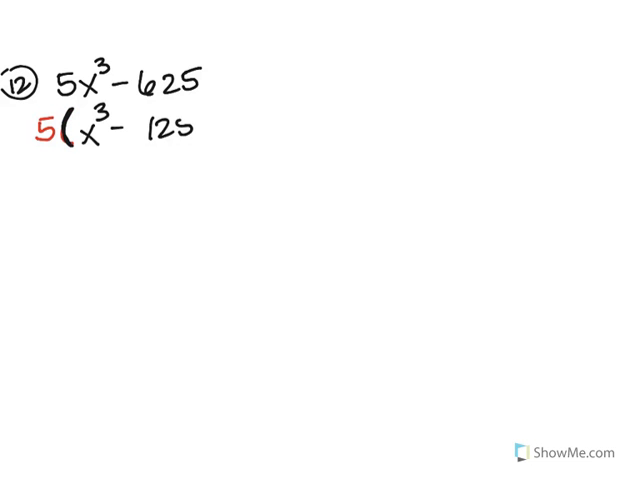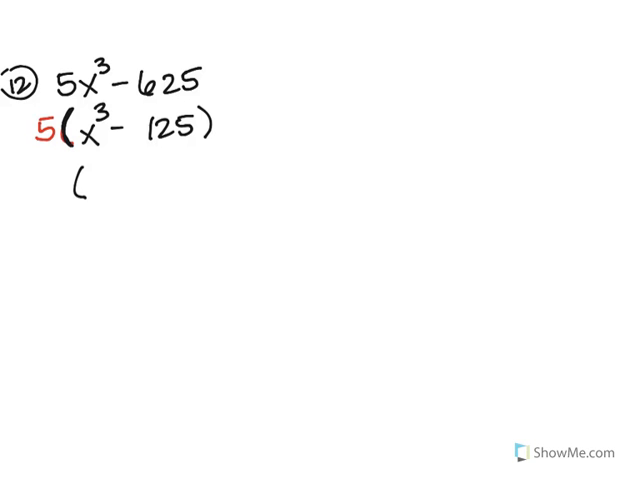Number 12, 5x to the 3rd minus 625. Now it looks like a cube problem, but if you look at your yellow sheet, neither 5 nor 625 is directly on the sheet. But I hope that you notice there's a GCF. So you would need to take off a GCF of 5, and that would leave you with x squared minus 125. Now you have a perfect cube problem.